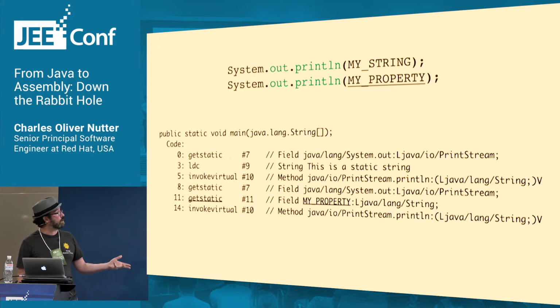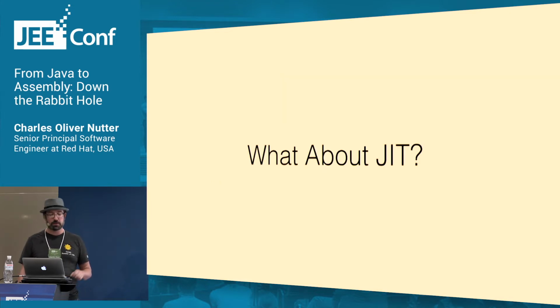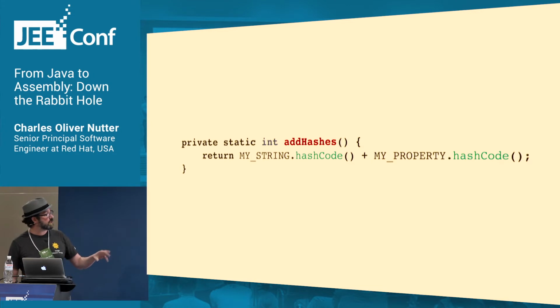If we look at the other one, though, this is lazily initialized. Java C can't see this value, and so it always needs to go get this value. It can't see a value that's created at runtime, and so it has to go and get the value every time. So what about on the JIT side? Well, here's a slightly different example.